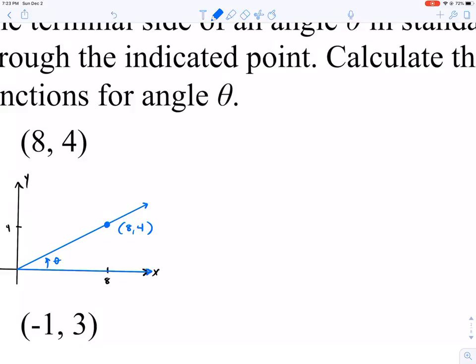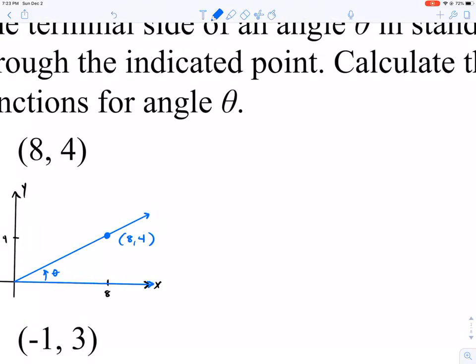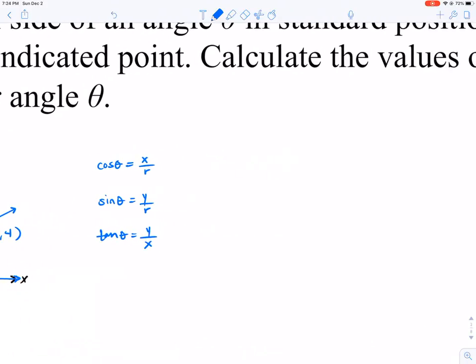Now remember, all six trig functions can be written in terms of x, y, and r. Like cosine of theta is x over r, sine of theta is y over r, tangent of theta is y over x, and then the reciprocals, secant of theta is r over x, cosecant of theta is r over y, and then cotangent of theta is x over y.